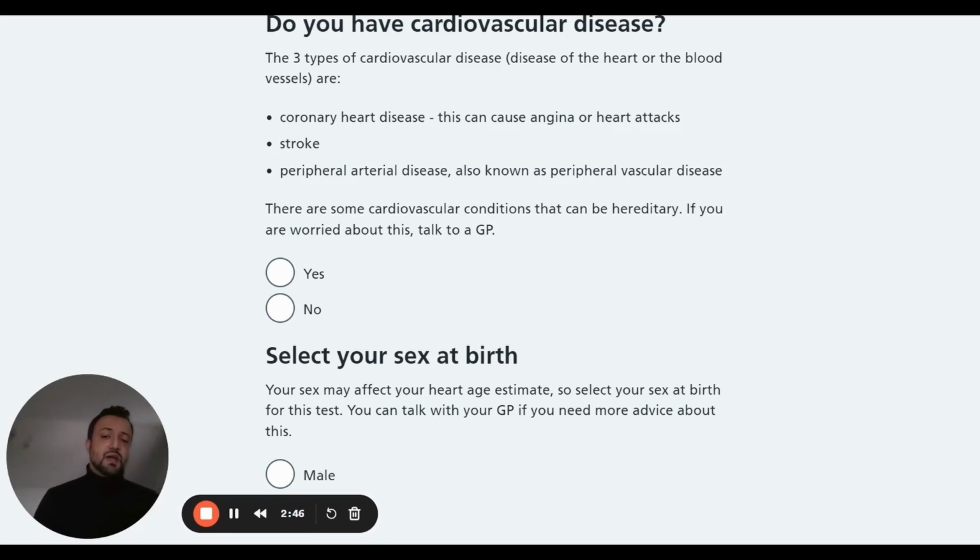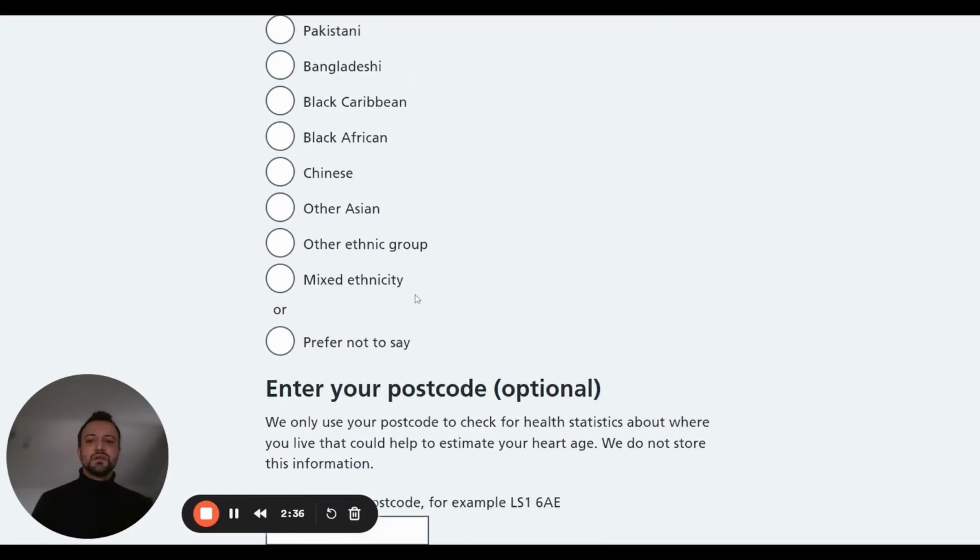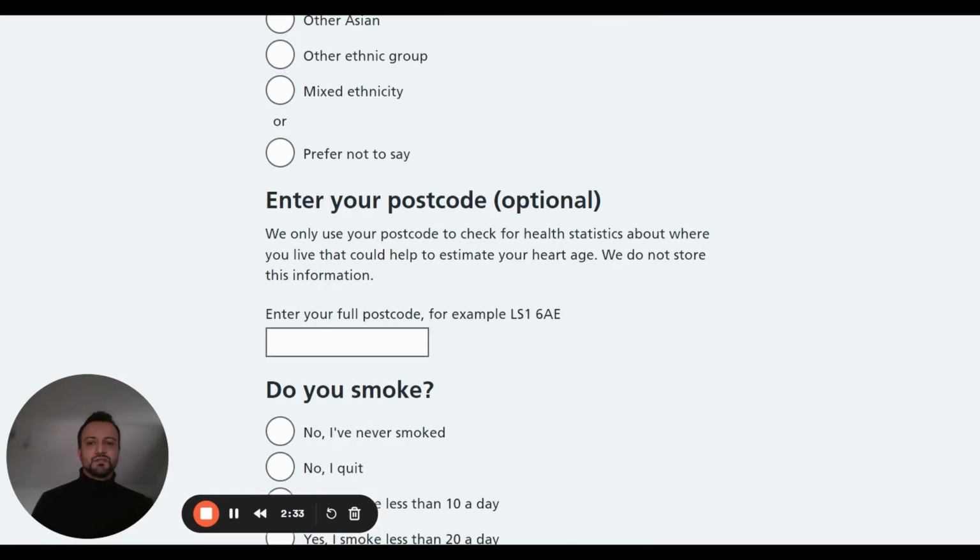A lot of these conditions are hereditary. So there's one of the questions that asked if this is a condition that flows through in your family history. But for me, I do not have any established cardiovascular disease. I'm male. My ethnic group isn't actually on here, but I'll put Indian just for the sake of ease. Let me put a postcode.